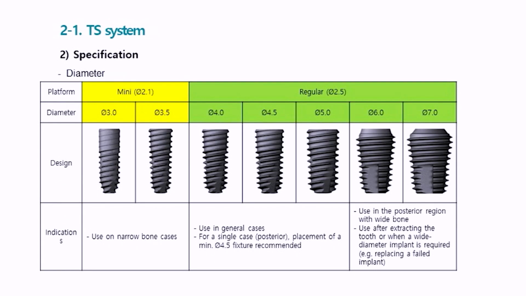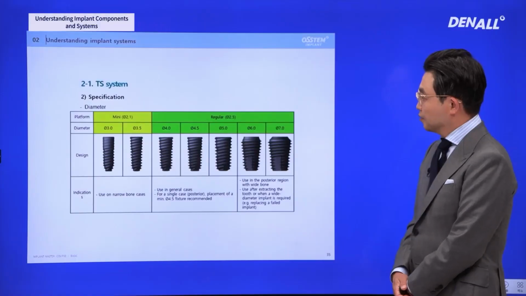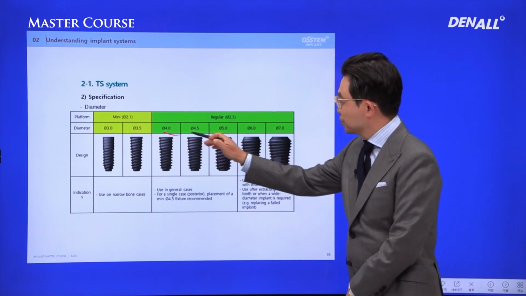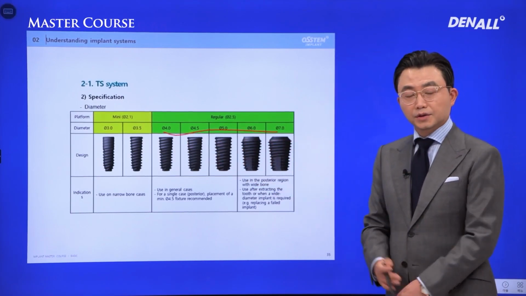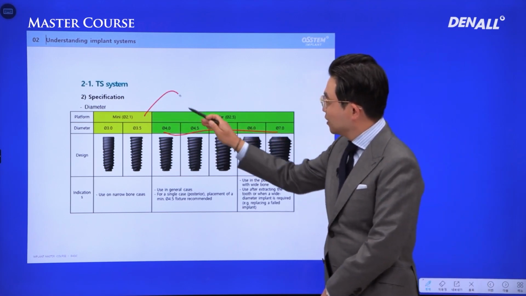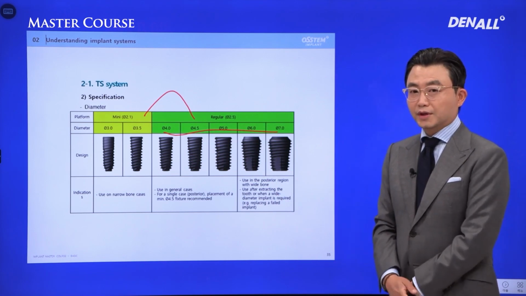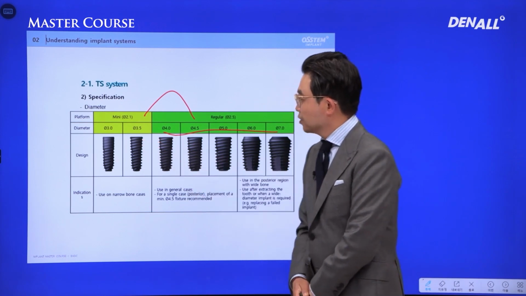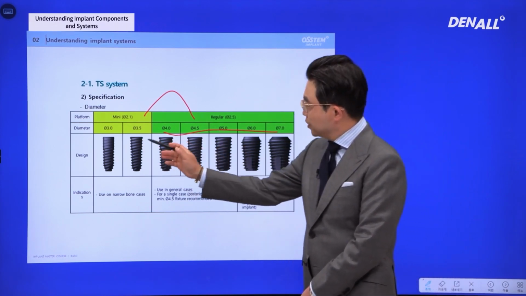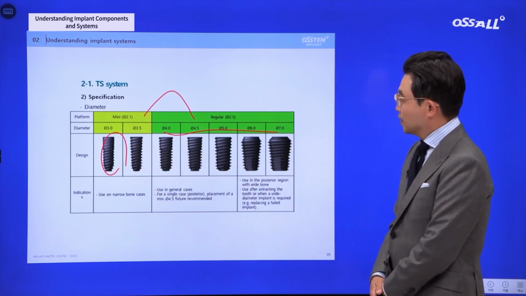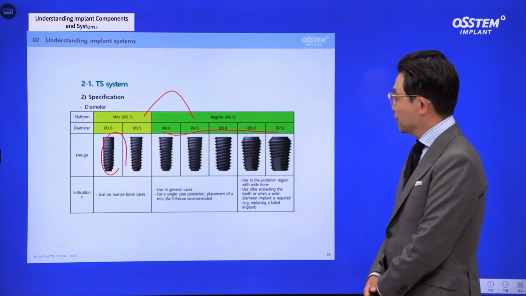In the case of the TS system, mini and regular platforms are available. For mini, 3.0 and 3.5, and for regular from 4.0. Healing abutments and general abutments are all compatible within each platform, but the mini and regular lines are all different. Healing abutment and abutment are all different because the diameters are different. More recently, a 3.0 line has been added, and mini implants are mostly used for the anterior region.